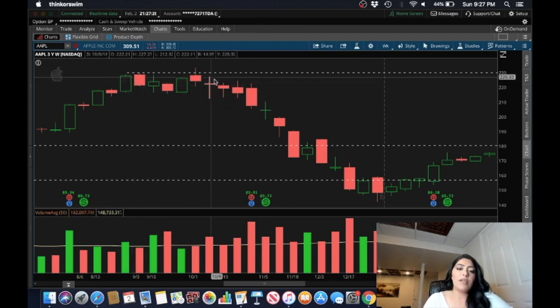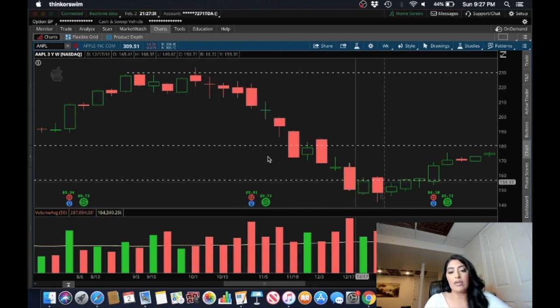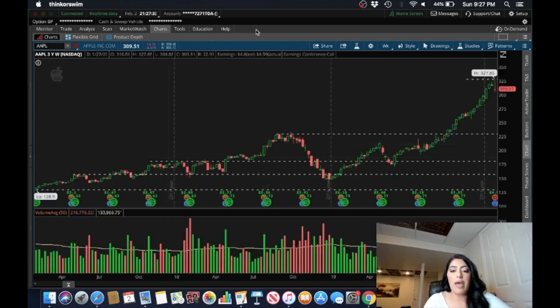So at this level of resistance, what does the stock do? It consolidates around this level of resistance, and then it is rejected at this level of resistance. It's not able to break up, and the stock now goes on a downtrend. So what we're going to do is zoom out. Now when the stock goes on this downtrend here, what does it do? This is exactly, if you miss levels, what you're going to miss.